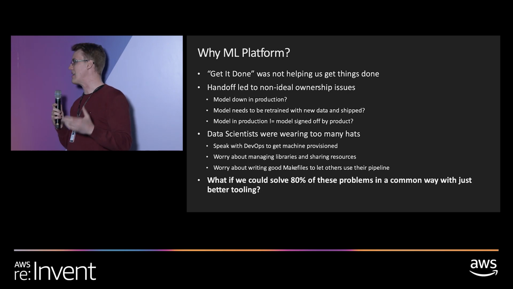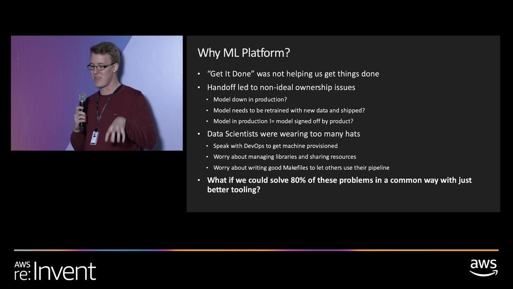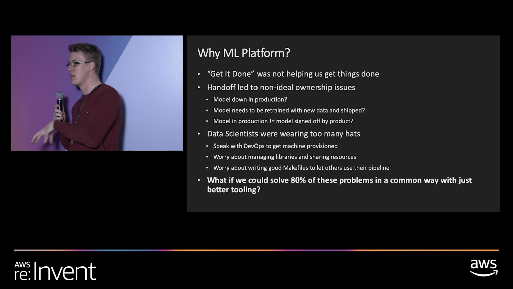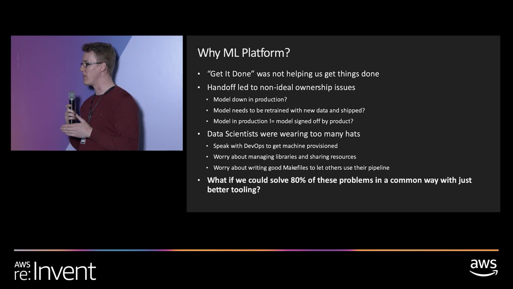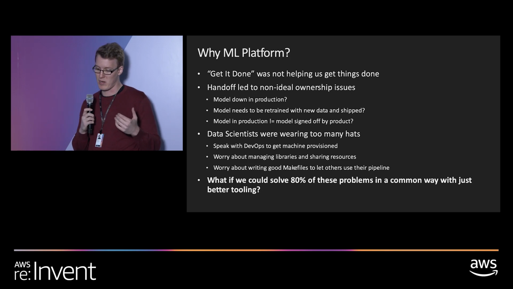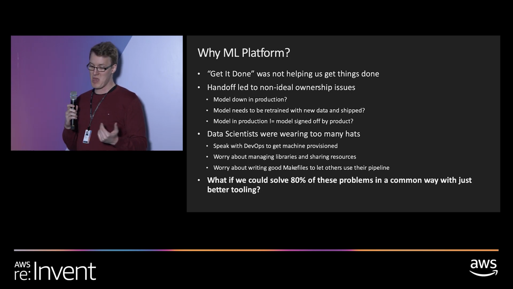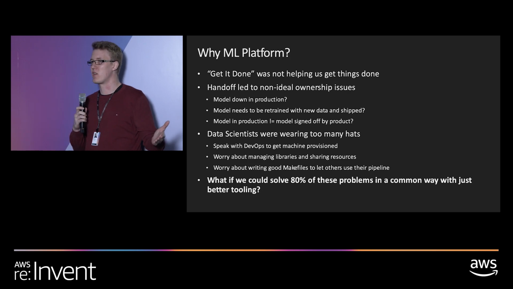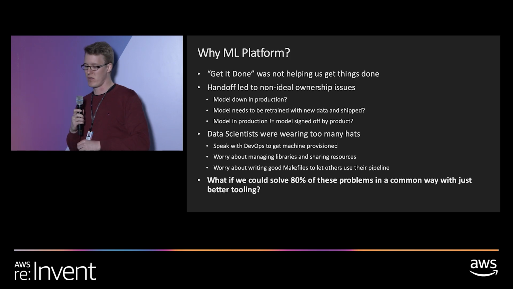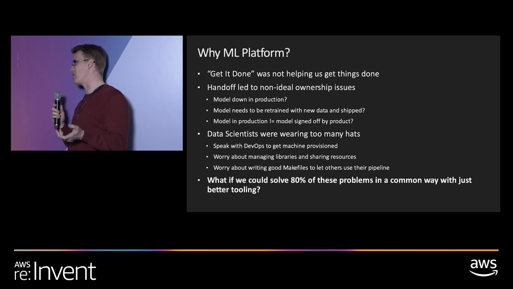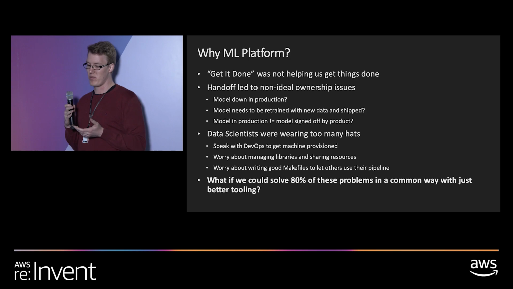And we talked about data scientists having to wear too many hats. Data scientists are experts at the science piece, but it's probably not the highest value use of their time to be configuring AWS compute resources, for example. So we wanted to take that complexity away. Having to worry about managing library versions and shared resources was a suboptimal experience as well. And finally, worrying about trying to automate parts of this process by writing custom makefiles was not an optimal use of data scientist time. So we looked at this and we said, what if we could solve 80% of these problems with just better tooling?